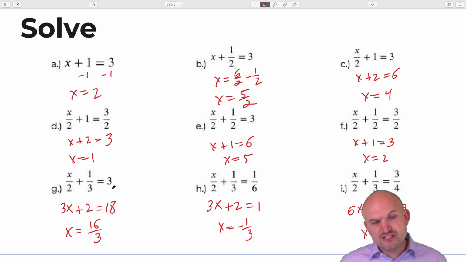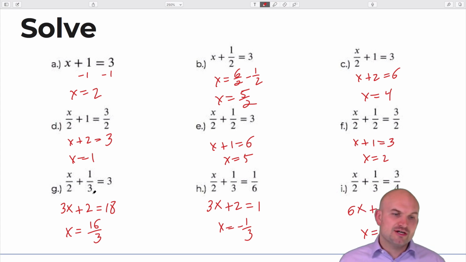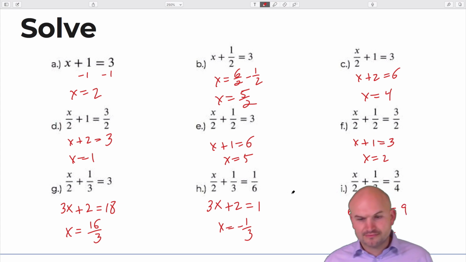The LCD does change here as we get to G, H, and I. You can see that here it's the product of my denominators, 2 times 3, so the LCD is 6. Therefore I multiplied everything by 6 here. Here again, the LCD is 6. You're not going to want to multiply 2 times 3, then times 6, because you can see that 2, 3, and 6 all divide into 6 in this example.